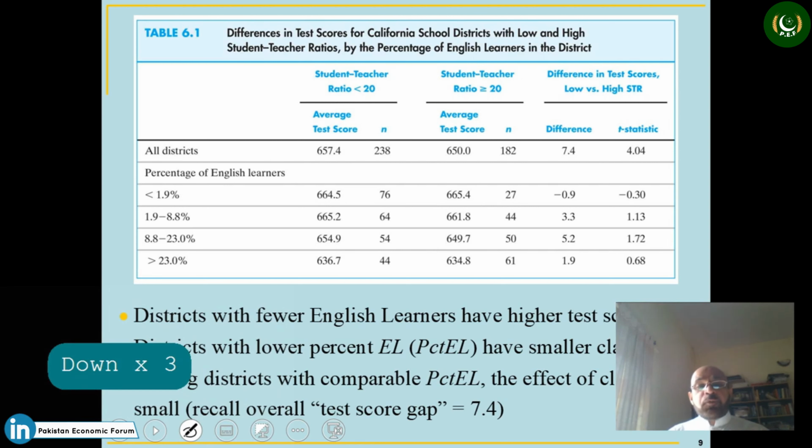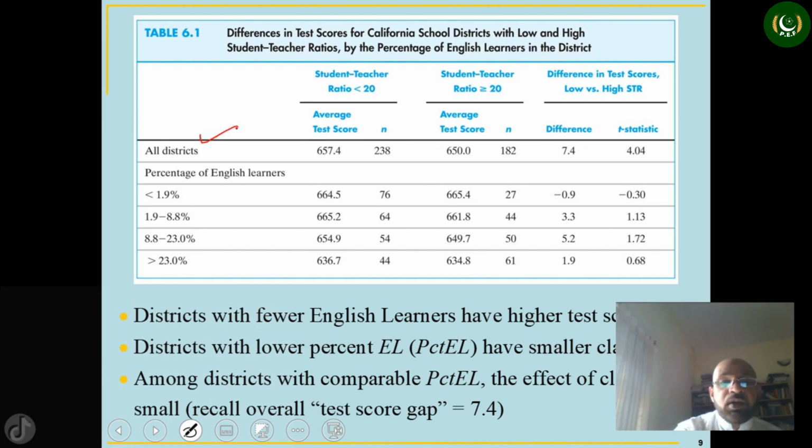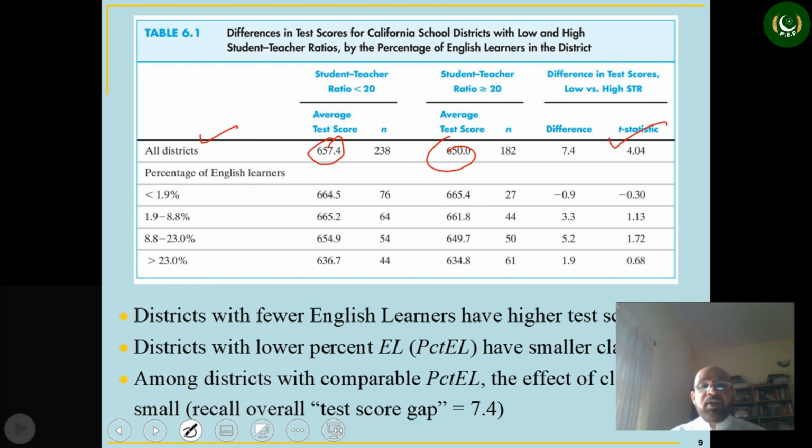So in order to dig out whether English learner percentage has a role to play in large class size and small class size, we have formulated this table. This is for the whole data, and we find there is a significant difference, 7.4 units, 4.04. This we have already discussed in chapter 5.